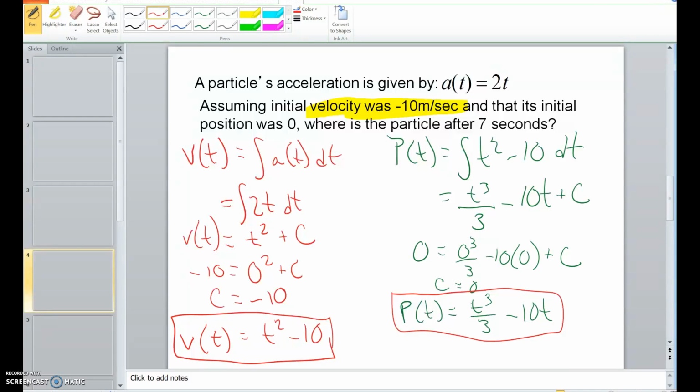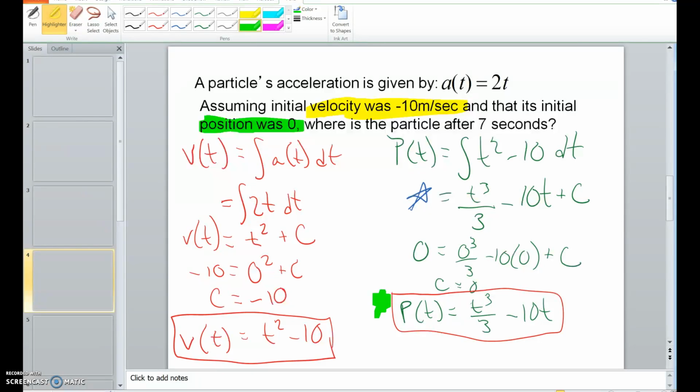Okay, so I just integrated our velocity function. I got t cubed minus 10t plus c. Then I solve for c by using the information that was given about initial position. So we know that when t equals 0, position is also 0. So I plugged in 0 for t, set position equals 0, and so found out that c is also 0. So that's where we get our final position function there.